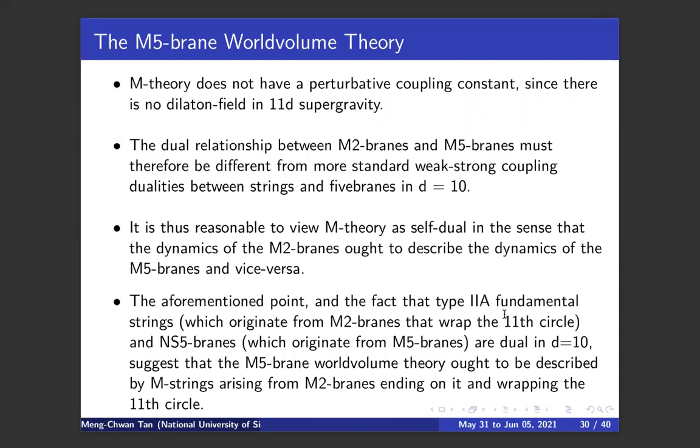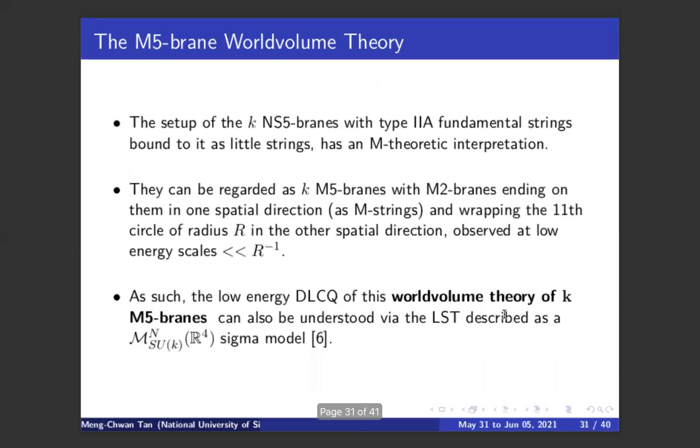Okay, for the very obvious reason that the NS5 brane comes from the M5 brane anyway in type 2A, right? And the little strings that are residing in the NS5 brane come from the M2 branes that are wrapping the 11th dimension anyway. So they originate from the M5 branes, the M branes in M theory. So we can just study them.